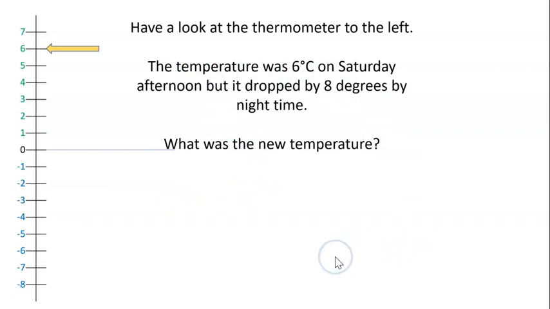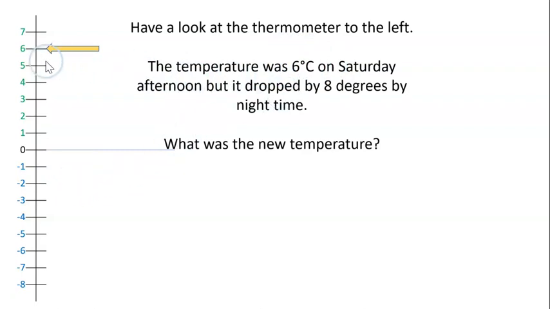It dropped by 8 degrees at night time. So what was the new temperature? So it goes from here, it drops by 8 degrees down to some point down here. Now, straight off, I can see that this number is a positive number. This number is higher than that number, so I know that it's going to go into my minuses. So I know for a fact that it's going to go below 0.